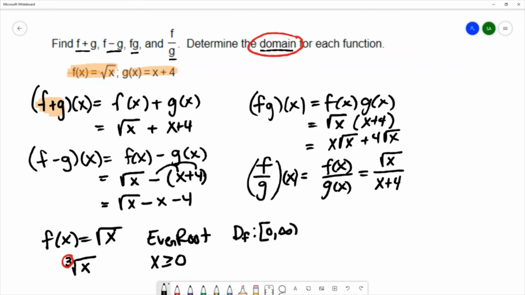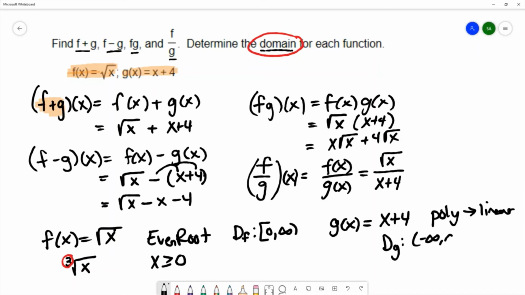Then we'll look at g of x. g of x is x plus 4. I would categorize this as a polynomial function. More specifically, it's a linear function. And what we know about polynomial and linear functions is that the domain of these is all real numbers. So the domain of this function is negative infinity to infinity. Every number on the number line.